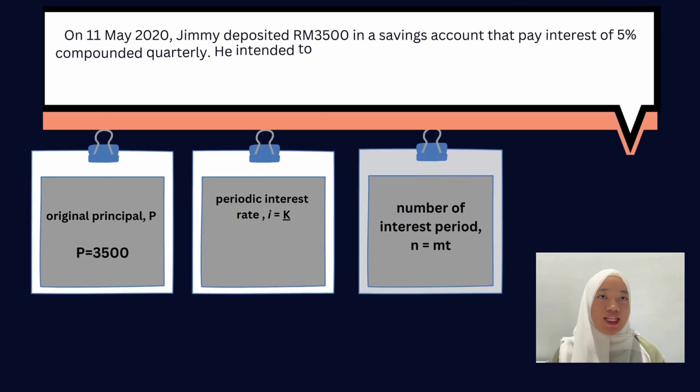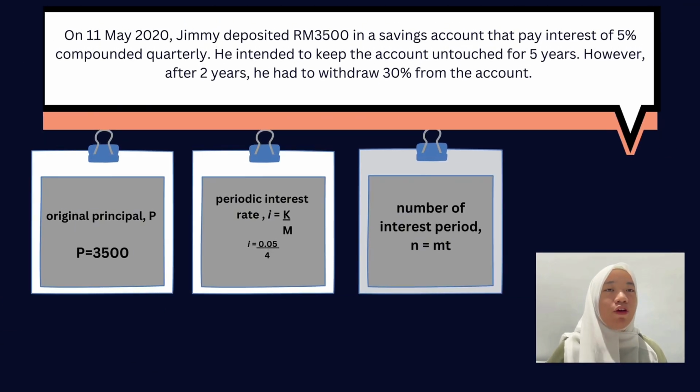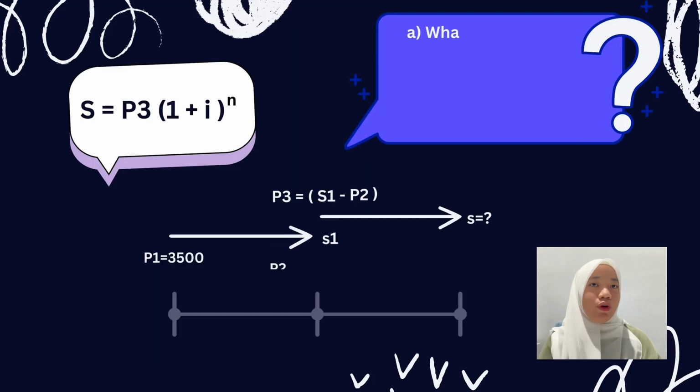In this question, we can extract the information that is provided. The amount of 3,500 ringgit is the principal, also known as P, while the formula for interest rate is I equal to K per M, where K represents the rate, while M is the number of interest periods in a year. The last thing we need to know is the number of interest periods, N equal to MT. Next, we will proceed with question A.